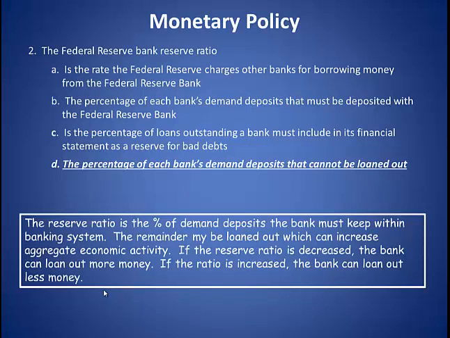The answer in this case is D, the percentage of each bank's demand deposits that cannot be loaned out. And in the explanation box, the reserve ratio is a percentage of demand deposits the bank must keep within the banking system, and that's kept with the Federal Reserve Bank. The remainder may be loaned out, which can increase aggregate economic activity. On the other hand, if the reserve ratio is decreased, the bank can loan out more money. If the ratio is increased, the bank can loan out less money.